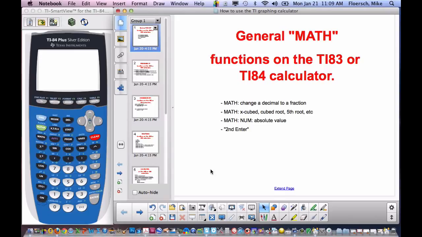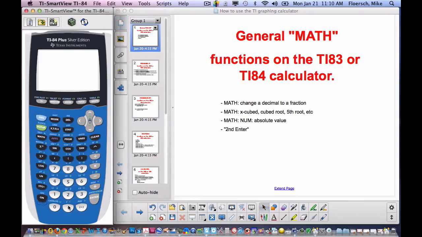Calculators. Let's start with some general math functions on the TI-83, just to review where things are on the calculator. Let's start with changing a number or a decimal to a fraction. If I type in 0.5 and I want to convert that to a fraction, I hit the math key, and then hit the fraction number 1. You can either hit number 1 or hit enter, and that'll convert it to a fraction. So I hit enter and hit enter again, and it turns it into a fraction.